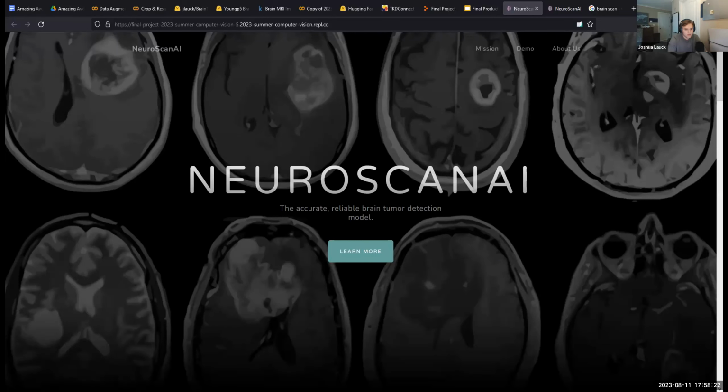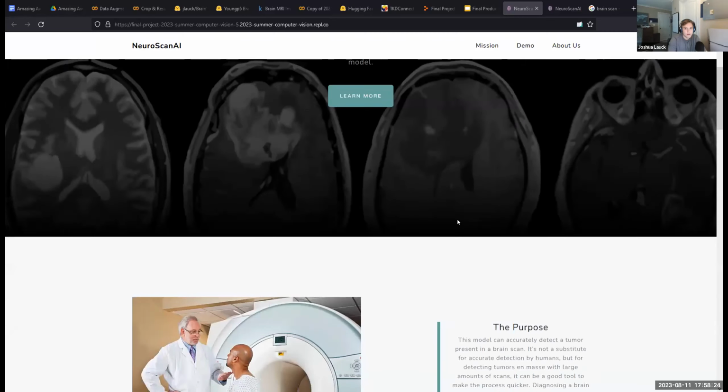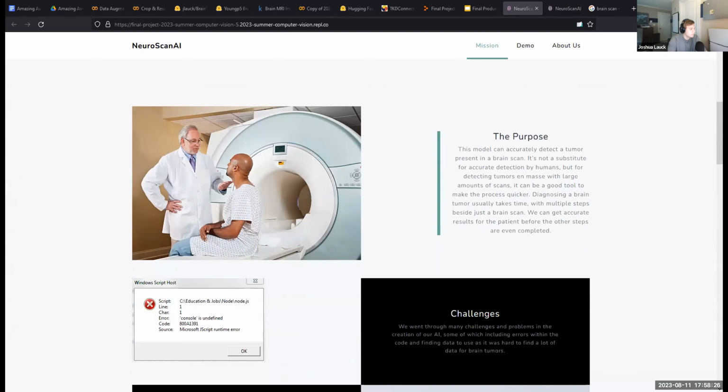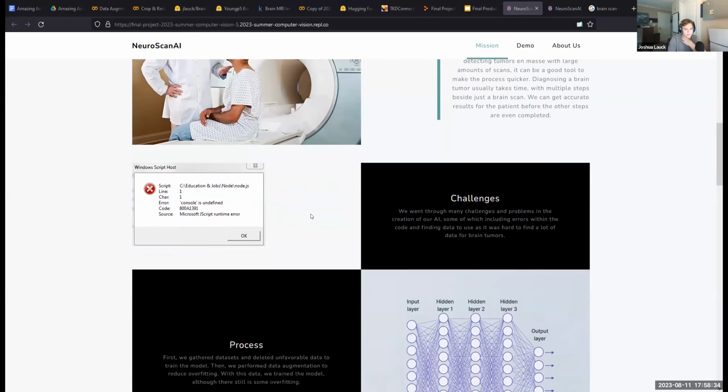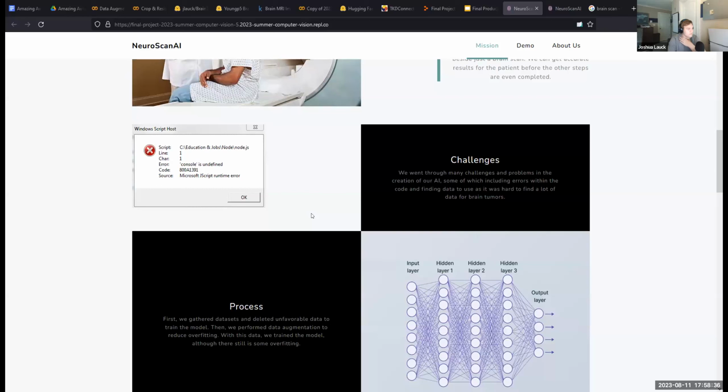So we start with this title, and then we have our mission here. The purpose talks about what the model is looking for and why we made it, which is for quickly diagnosing brain tumors in a large amount of scans. And we have the challenges, which goes over the debugging we had to do for the data augmentation, as well as making the data uniform.